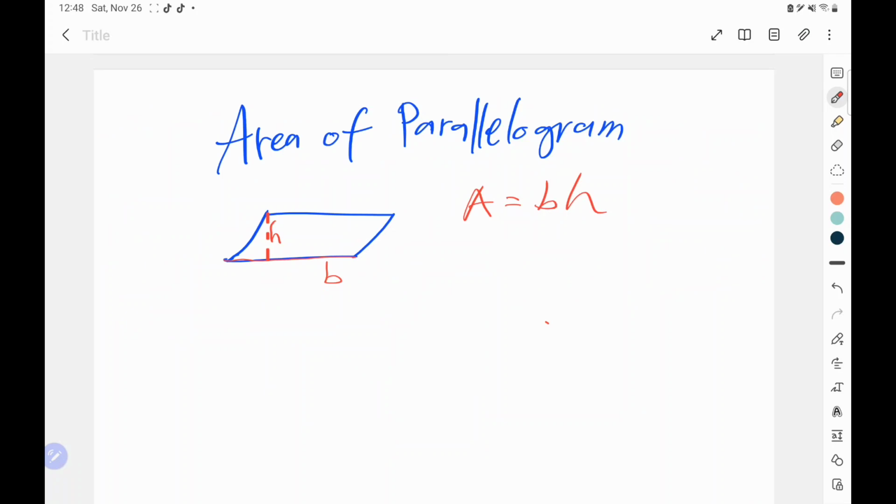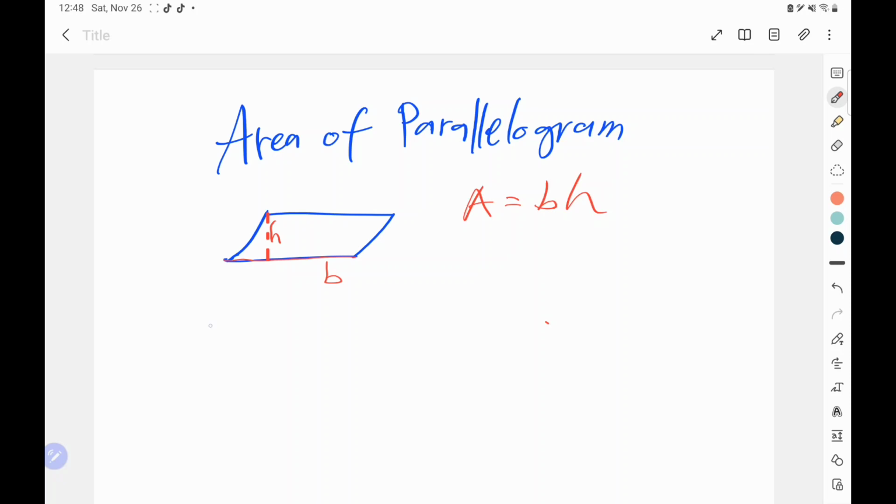Now let's try to answer this one here. Let's try to remember the area of a parallelogram. All right. So the formula for the area of the parallelogram is base times height. But the problem here, what if the area is given, but you're asked to find either the base or the height?